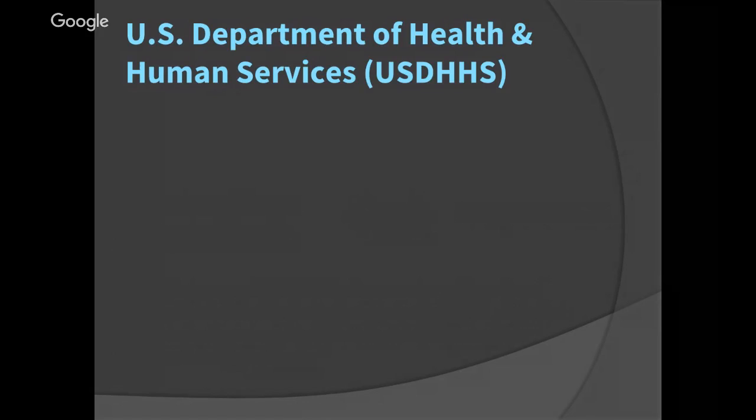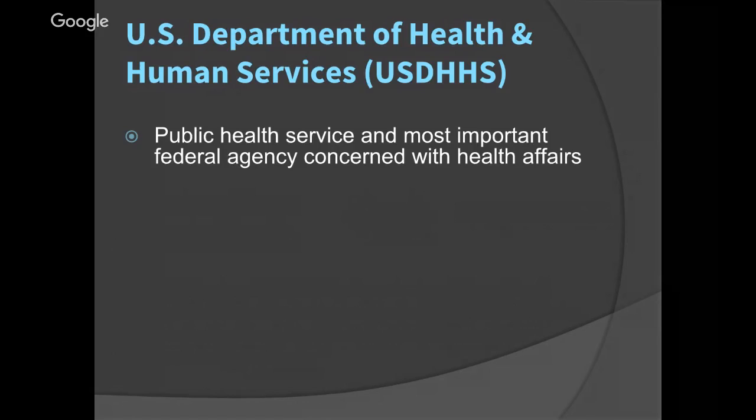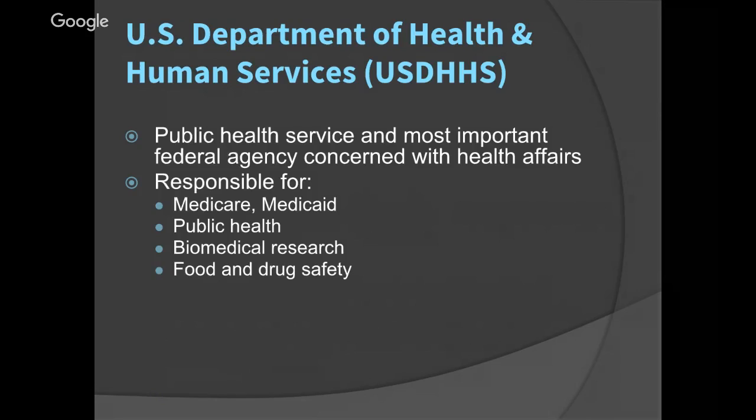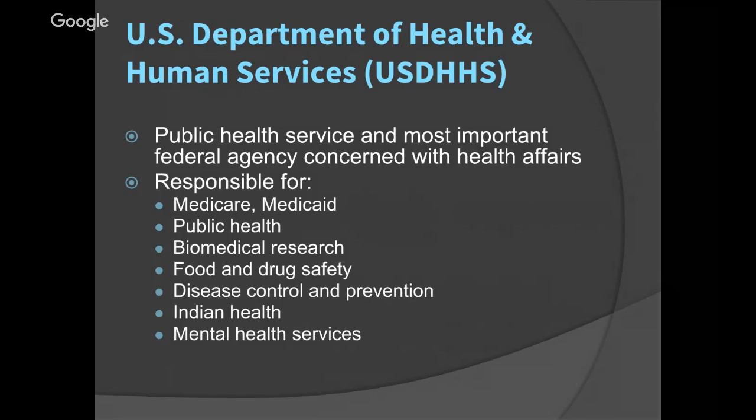Moving on from mental health, there is the U.S. Department of Health and Human Services, which oversees all of this work. It's a public health service and the most important federal agency concerned with health affairs. The responsibilities of the U.S. Department of Health and Human Services, or HHS, are Medicare and Medicaid, public health, biomedical research, food and drug safety, disease control and prevention, Indian health services, and mental health services.